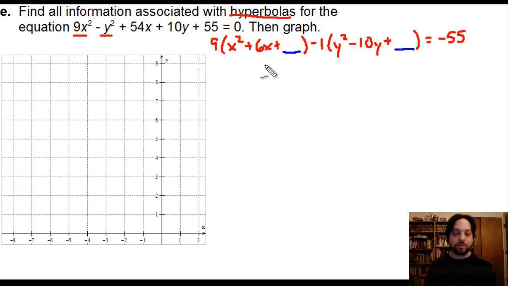Now all I need to do is start completing the square. Here my middle term is a 6. If I take half of that and square it, I'll get a 9. So am I going to put plus 9 over here?